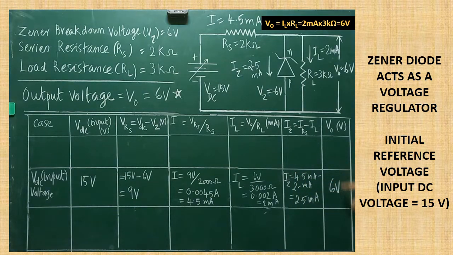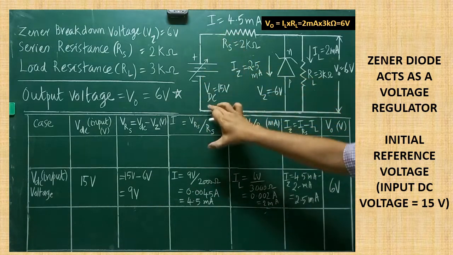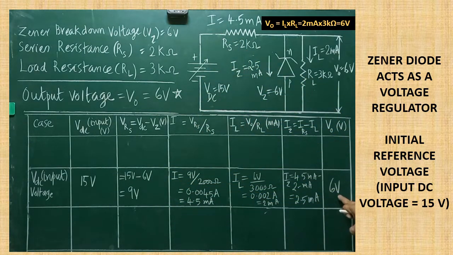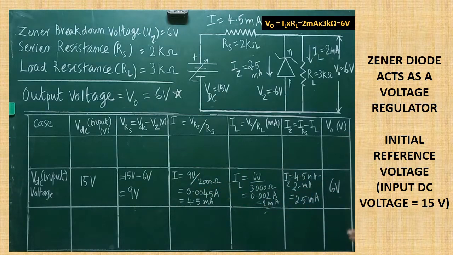Make a note. Output voltage is how much? 6 volt. The input what you are supplying across the two ends is 15 volt. The output what you are getting across the RL is 6 volt. Now we have to prove that whatever may be the input voltage VDC, the final output voltage is a constant one. So very interesting one. In the textbook everything is given in the form of sentences, but here we are learning everything in the form of numerals. Are you clear?